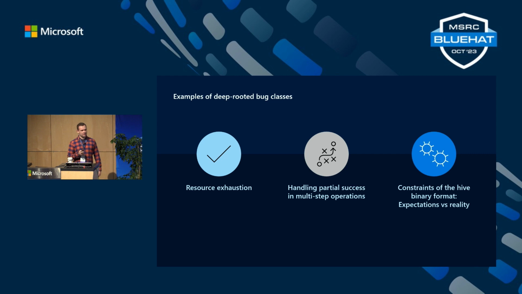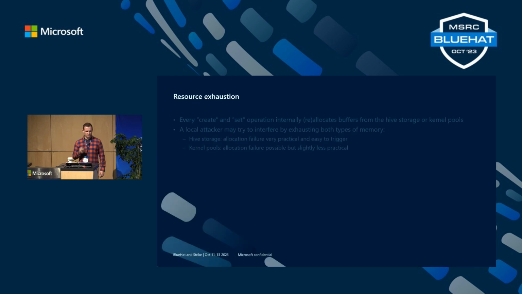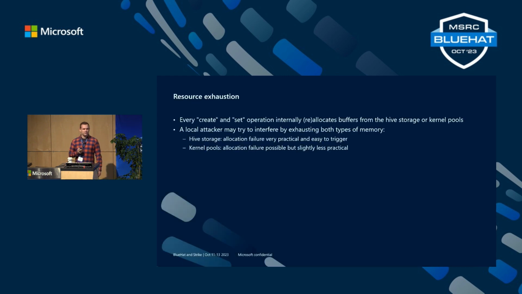So today I would like to give you 3 examples of some deep-rooted bug classes that are specific to the registry. So first of all, there is resource exhaustion, which is potentially a big problem in the registry. Somewhat related to that is the handling of partial success in multi-step operations. And then another class of bugs are the constraints of the Hive binary format, expectations versus reality. So let's start with the first one, resource exhaustion.